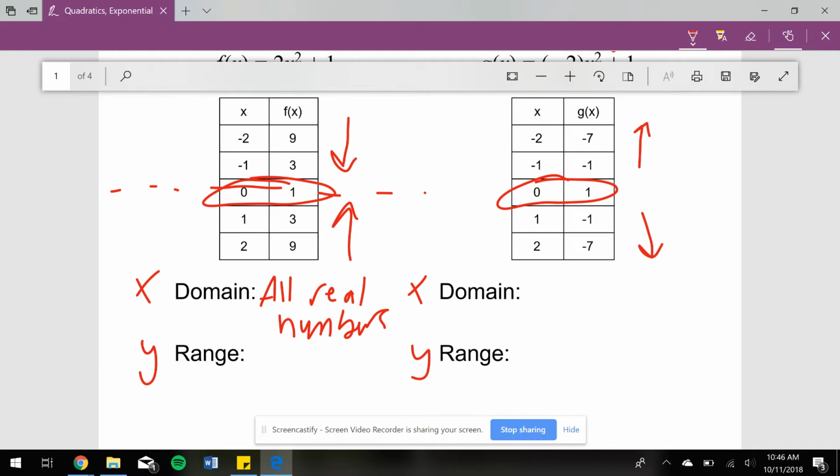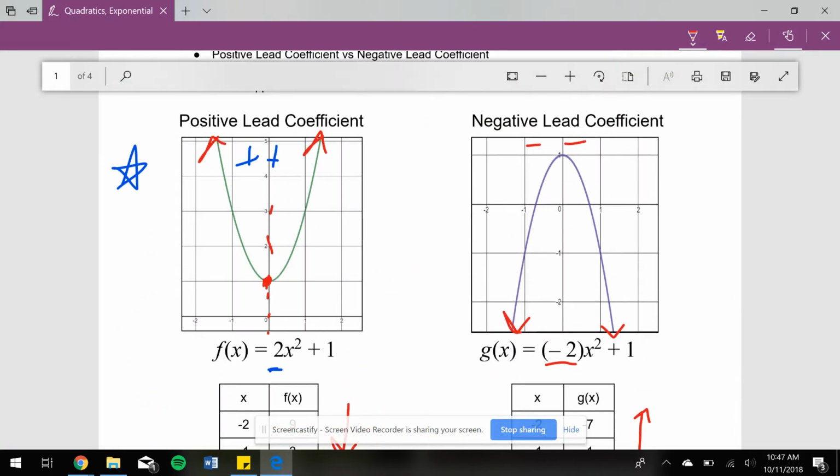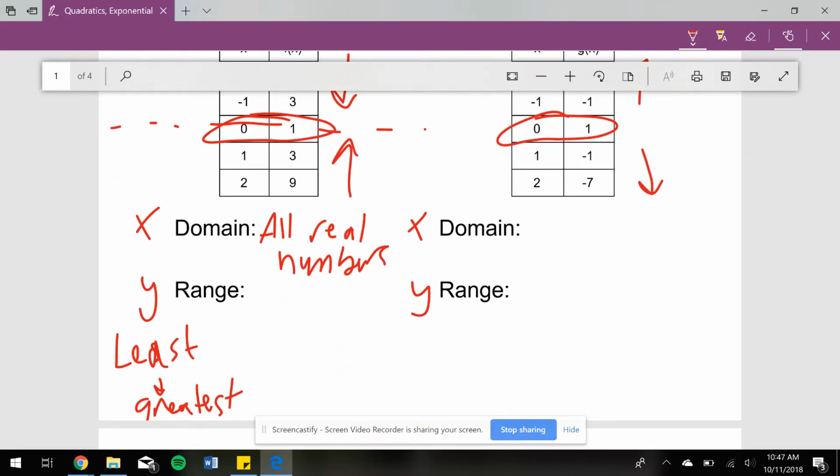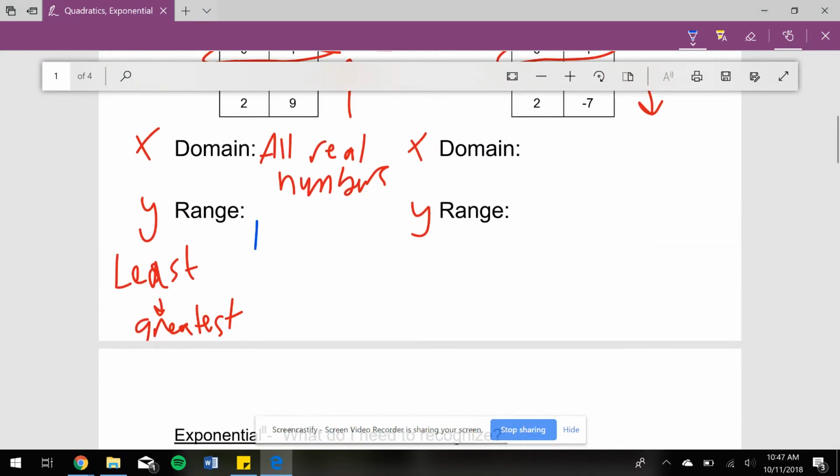The range, however, we want to look from least to greatest. So from least to greatest, what's the smallest y value I see? Well, the smallest y value is at my vertex right here. So the smallest y value is positive 1. But then every other y value is above it. So it's going to be everything that is greater than or equal to 1. So y is going to be greater than or equal to 1.